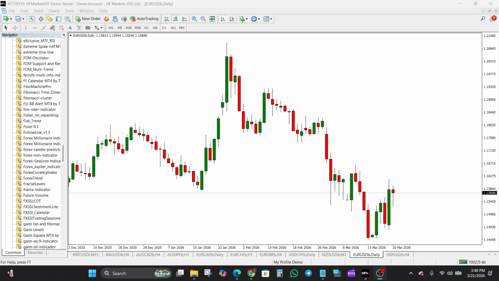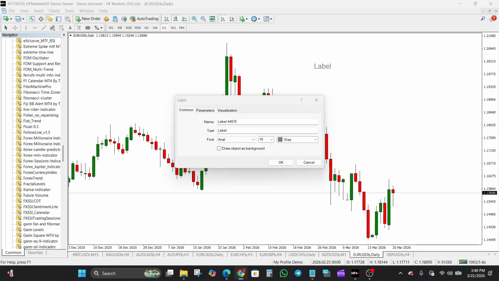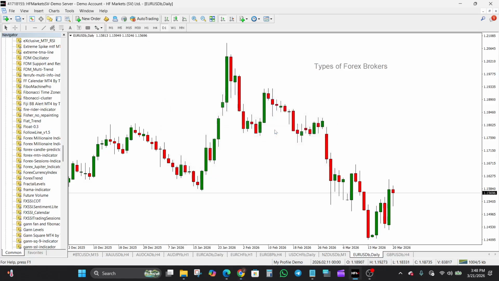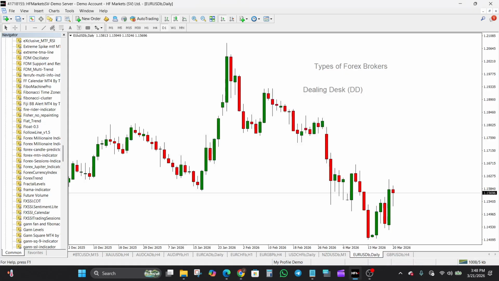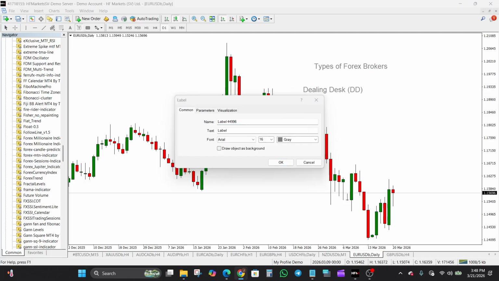Understanding broker types is essential because it affects how your trades are executed. There are two main categories: the dealing desks and the non-dealing desks.